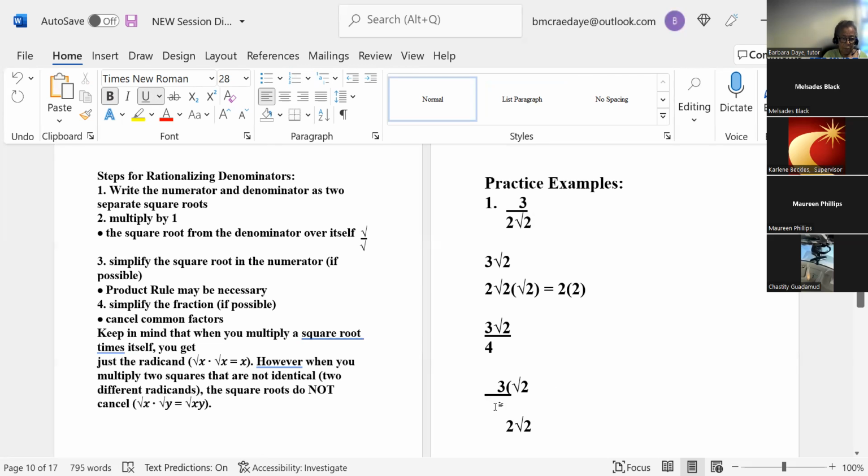Okay, and then I want to multiply my denominator by square root of 2. So let's put that in parentheses, and underline all of that so you can see it all together. All right. Now I have 2 times square root of 2 in the denominator. So let me just put that there.